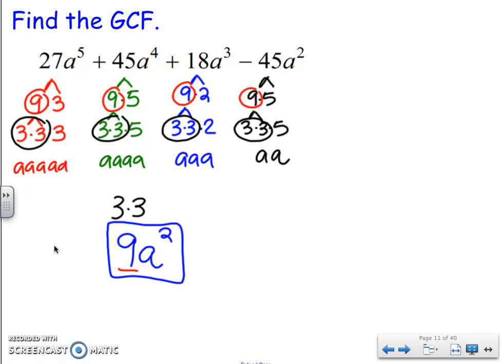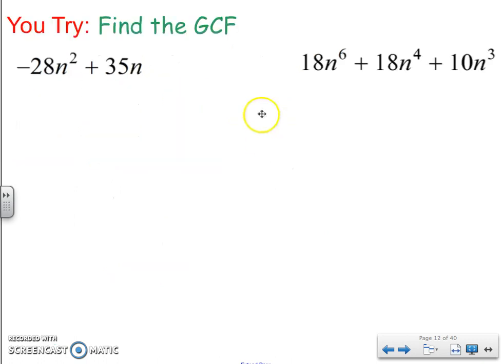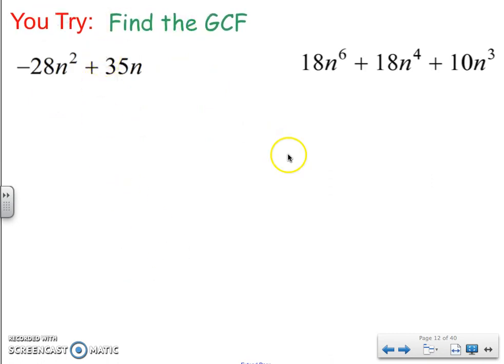Again, you can go by the lowest exponent, so they had 2 a's in common, and so that's why I had a squared. Okay? Alright, so let's try one more, and then you will be experts at finding the GCF of polynomials. So you try these 2 problems on your own, press pause, and we will go over the answer.